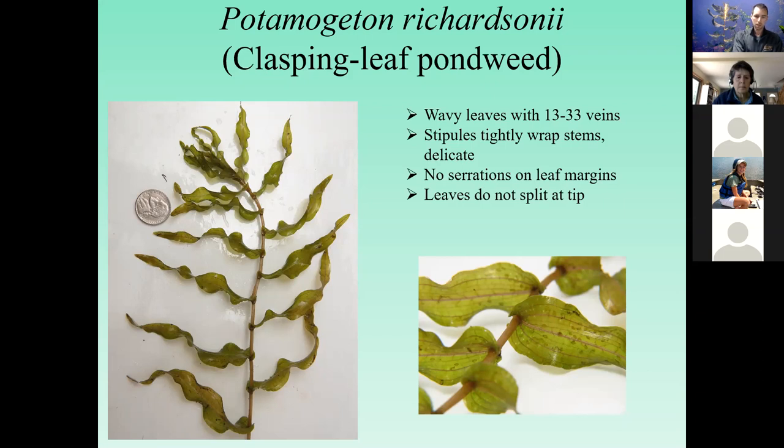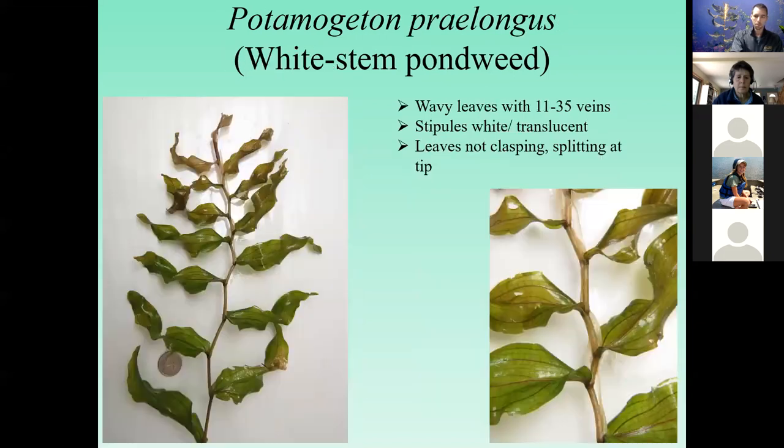The leaves are not serrate, so occasionally we see this one mistaken for curly leaf pondweed because of the wavy appearance of the leaves, but they are not serrated on the edges, so that's the easiest way to tell those two species apart. And the leaves do not split at the tip. They are just pointed. And the next species, I'll mention how that becomes important to tell them apart.